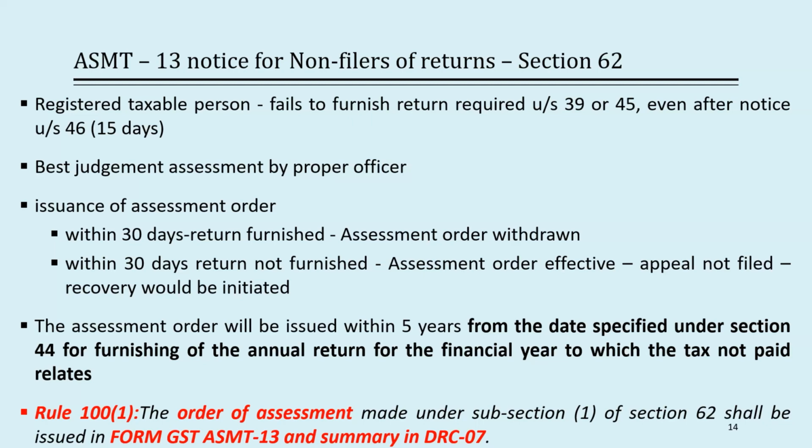And further, if you see the time limit within which they have to issue this ASMT 13, they have 5 years from the date specified under section 44. It is not from the date you have filed the annual returns. It is the due date specified under section 44. From the due date, they have a 5 year time limit to issue ASMT 13. And ASMT 13 being an order, they have to upload the summary of the order in DRC 07 in the GST portal.